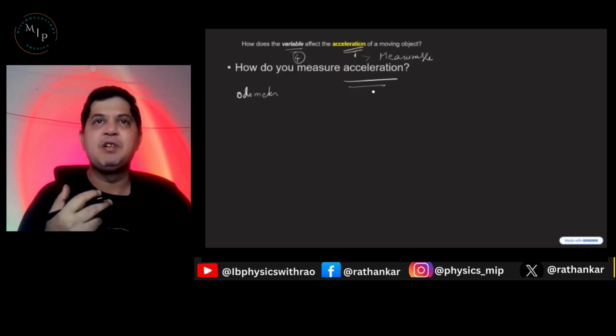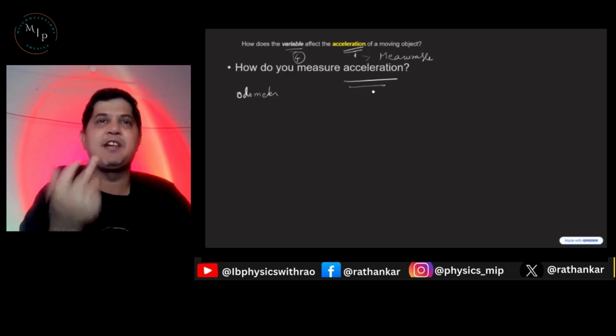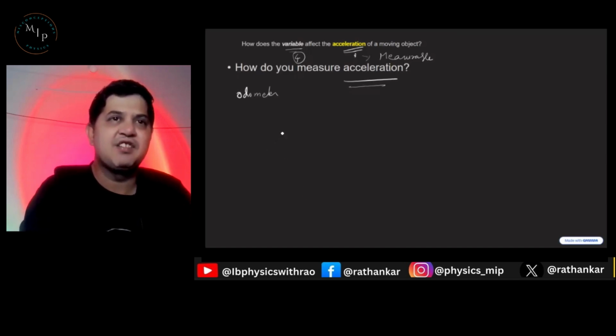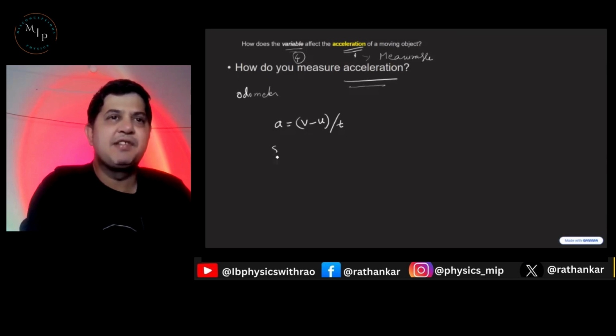So what should I do? Or can I measure acceleration? We can always say, if I can calculate acceleration, why can't I measure? So how do you calculate acceleration? You can calculate acceleration by using a equal to v minus u divided by t. This is one equation you can use. The other equation we use is s equal to ut plus half at squared. You can use this also. You can calculate the value of a from here.